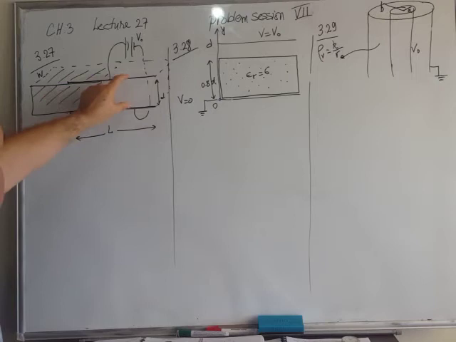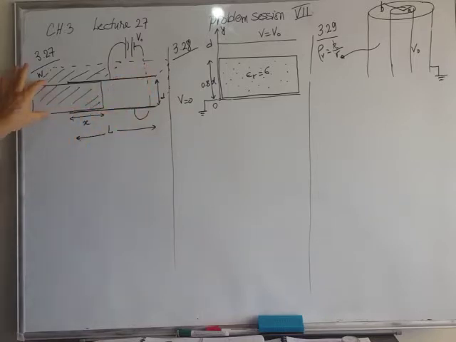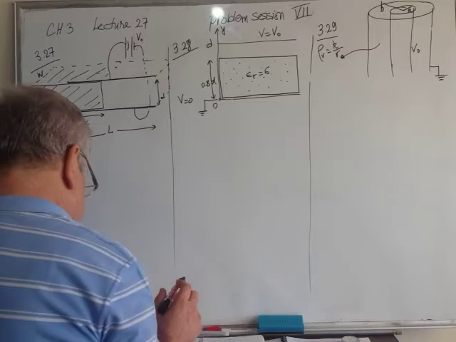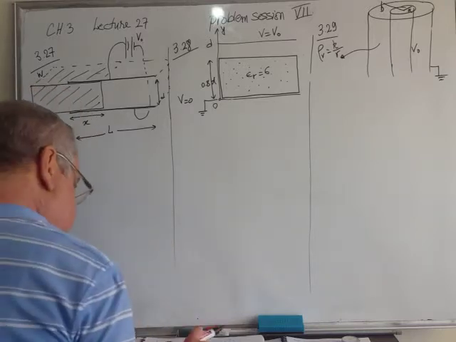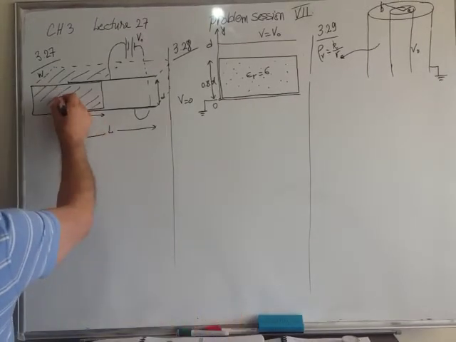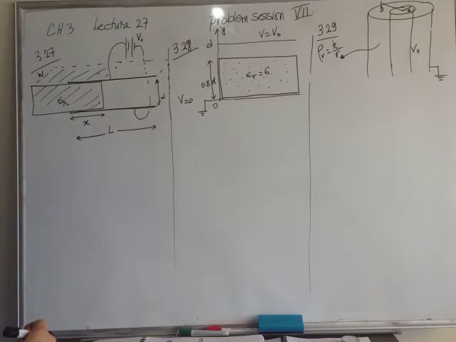The separation is D, the width is W, right? The surface area is A. Initially, the space between the two plates is filled with a conductor or with a dielectric of relative permittivity, say epsilon r, and you charge it under a potential difference V0 in order to have a charge Q0 on the upper plate, minus Q0 on the lower one.